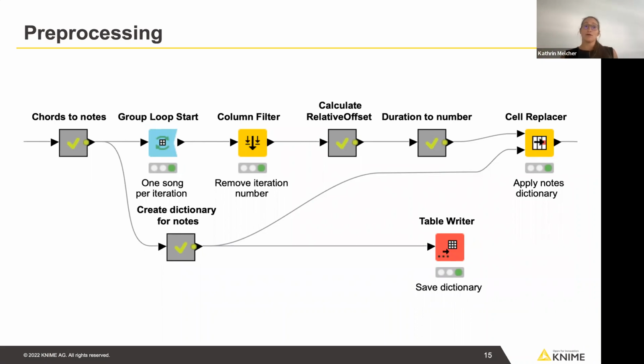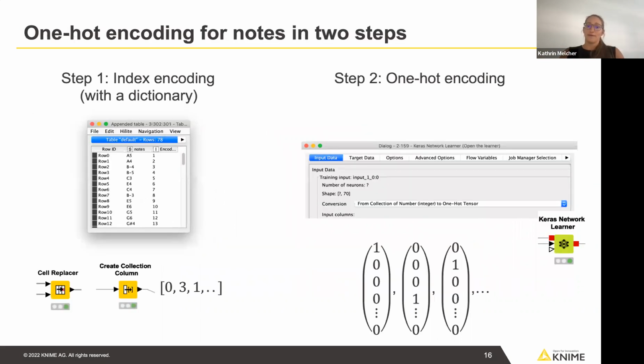I mentioned I wanted to use a one-hot encoding, but actually I used a 2-step one-hot encoding. What do I mean by this? What you can do in KNIME Analytics Platform, if you want to use a one-hot encoding when training your neural network, is that in the pre-processing, you can create just an index encoding and then convert this index encoding into a one-hot encoding when training the network.